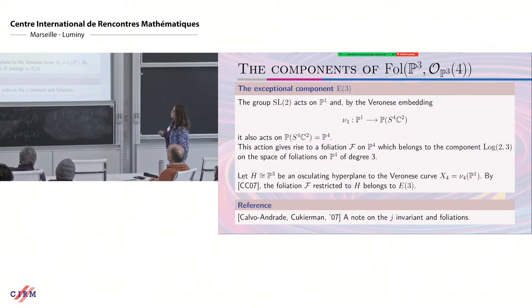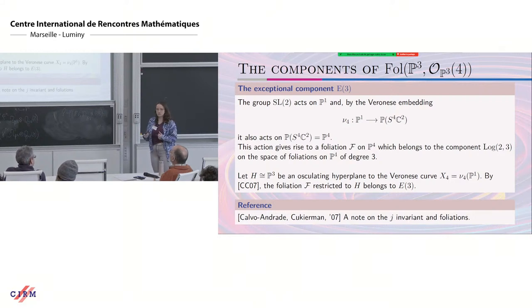The description is the following. We consider SL2 acting on P1, and then by the Veronese embedding, SL2 also acts on P4. This will give a codimension one foliation on P4, which has degree 3. But if you consider the osculating hyperplane to the Veronese curve, which is the image of the Veronese embedding, the restriction of this foliation will be in this component, the exceptional component.